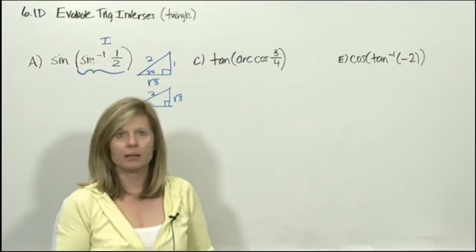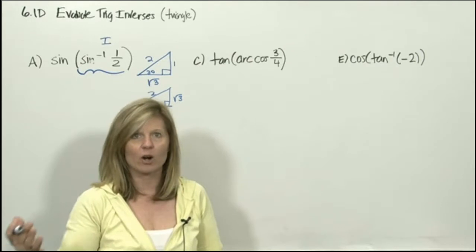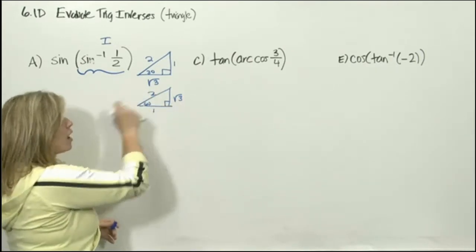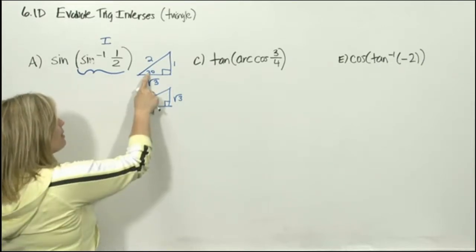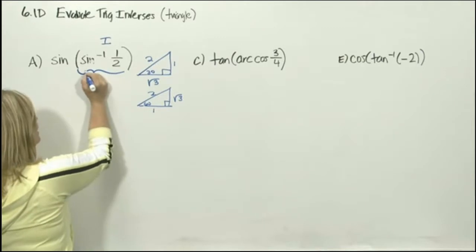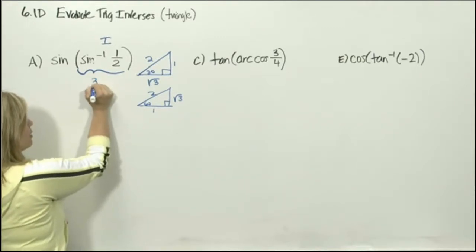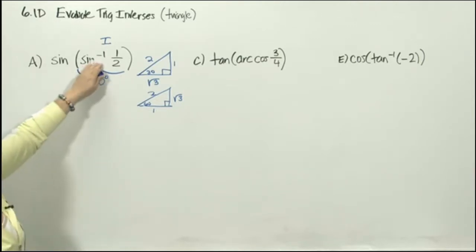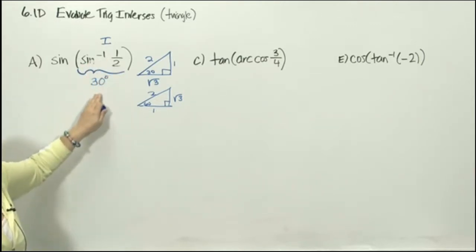What does sine mean? From the beginning of the semester, y over r. So if I put my finger on 60 and I do y over r, I do not get a half. If I put my finger on 30 and do y over r, I get out a half. So I now know this part of the expression is 30 degrees. And we did exactly what it asked. Inverse means I give you a number, you give me the angle.